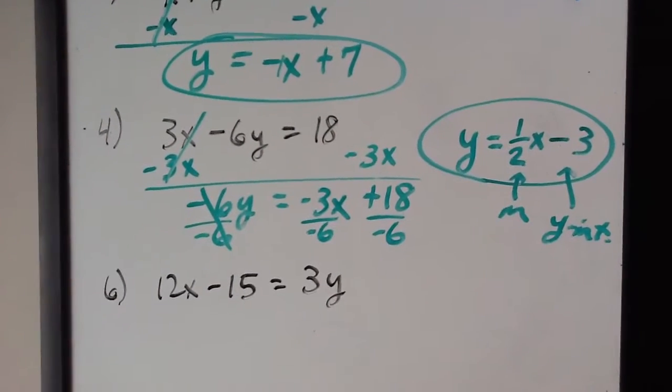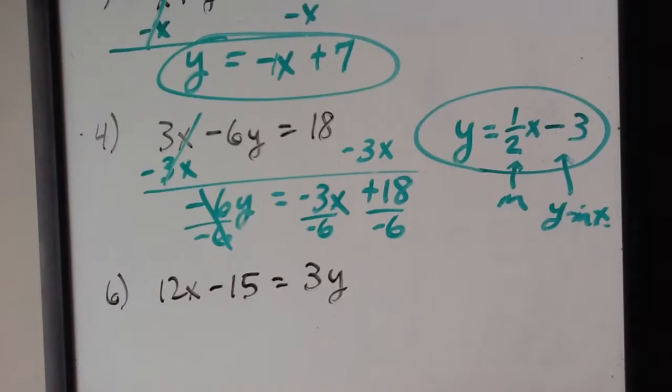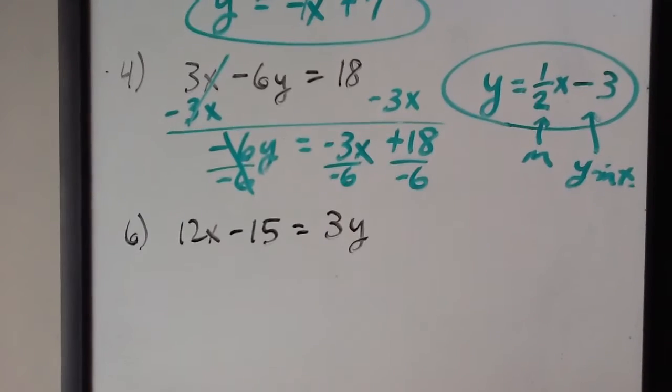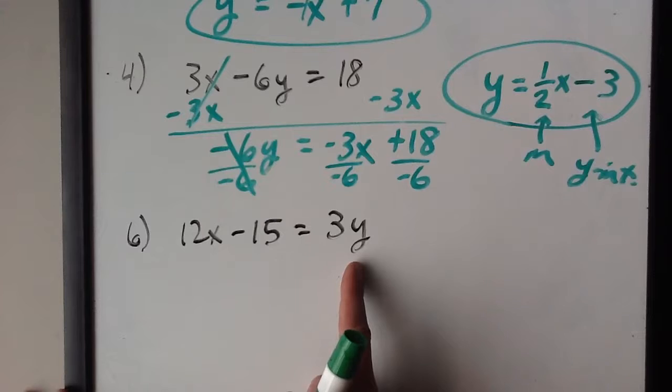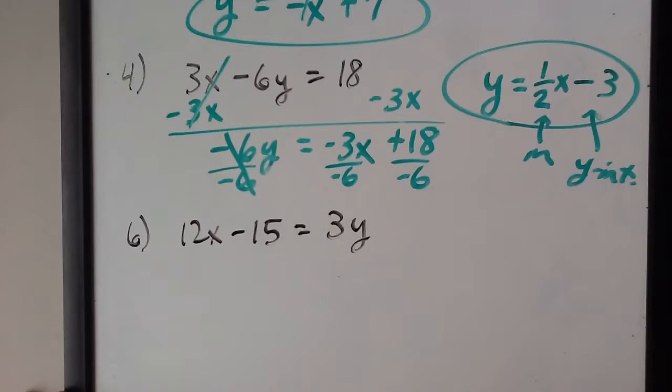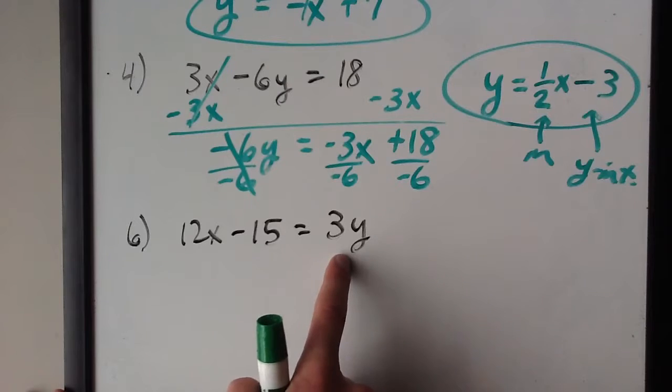Okay. Number 6. Number 6, you're given 12x minus 15 equals 3y. Now you're already given the y over here by itself, and so if you just divide both the right and the left side by 3, you'll be able to get y by itself right here.